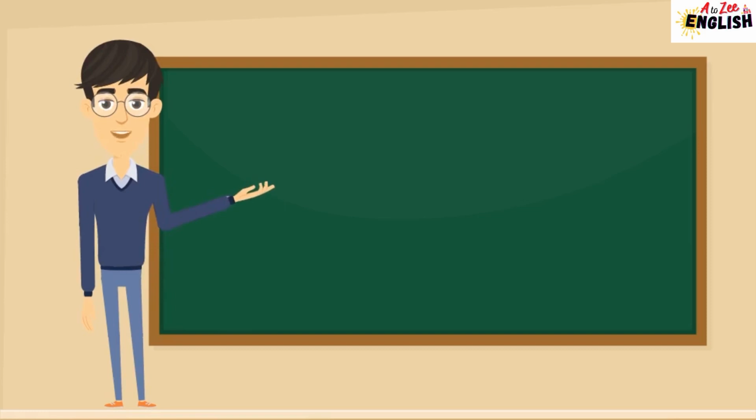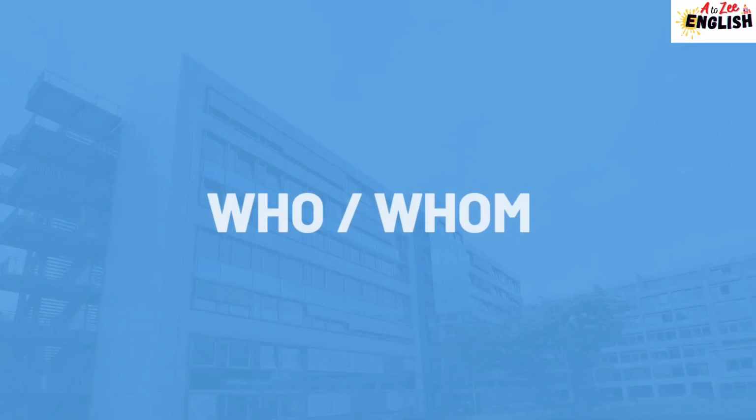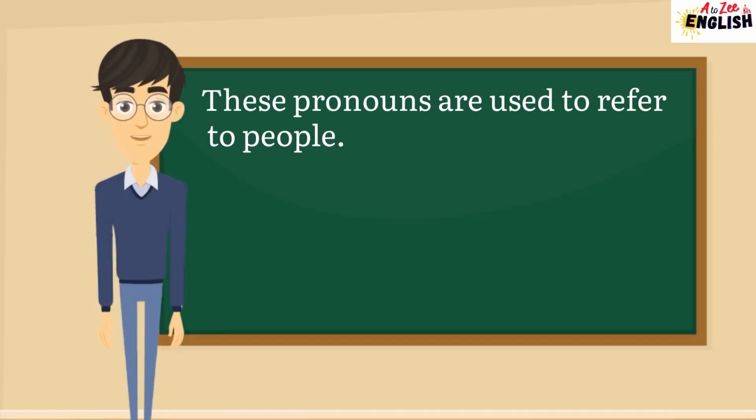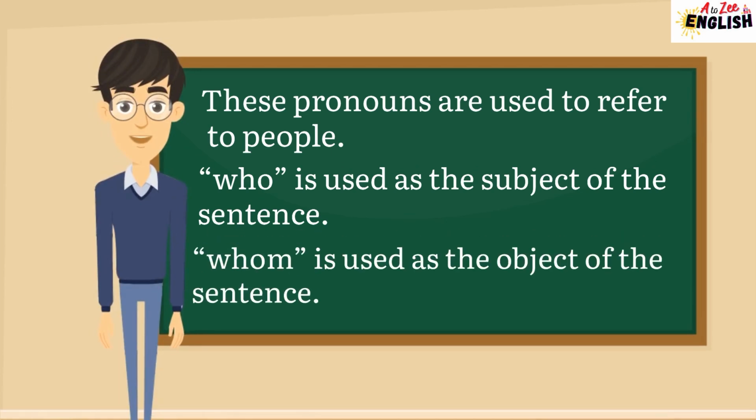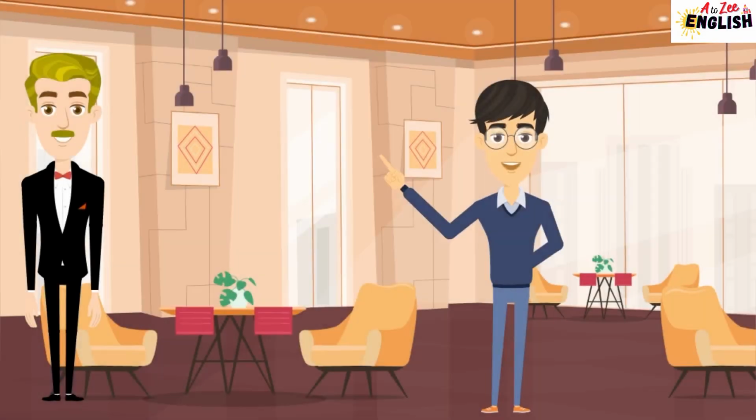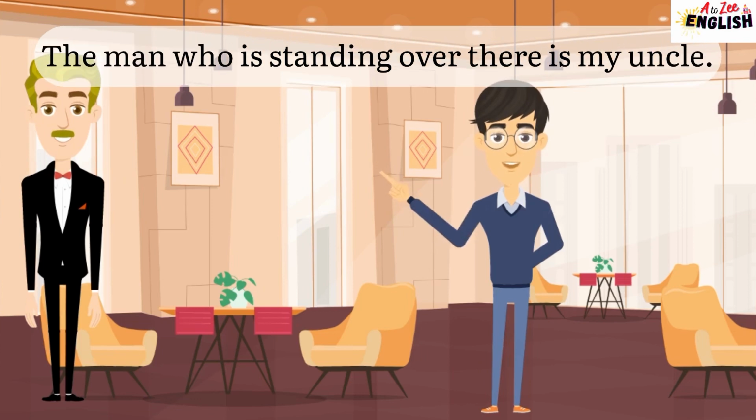There are 5 main relative pronouns in English: who, whom, whose, which and that. Who and whom are used to refer to people. Who is used as the subject of the sentence, while whom is used as the object of the sentence. For example, the man who is standing over there is my uncle. In this sentence, who is the subject, and it refers back to the noun, man, that was mentioned earlier.